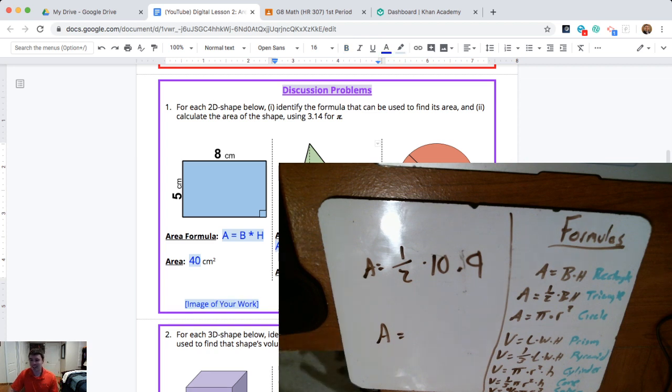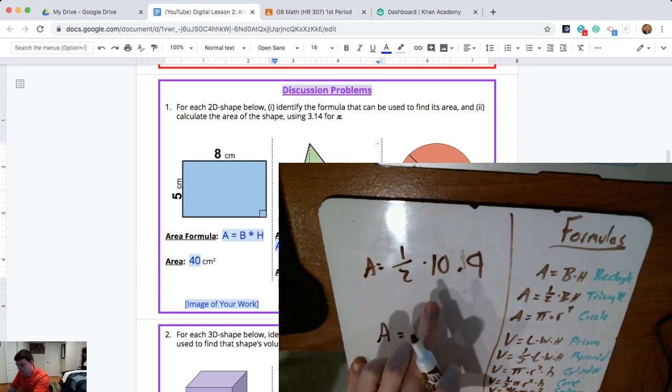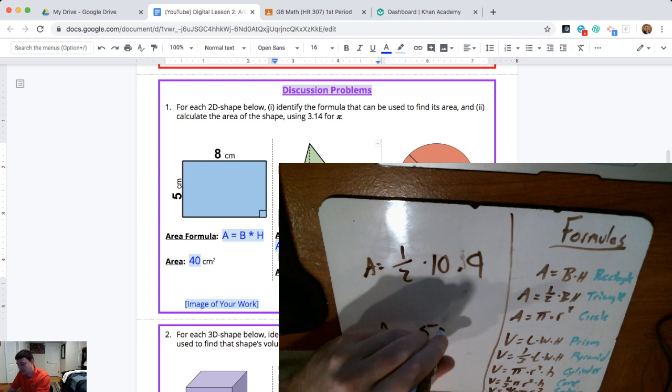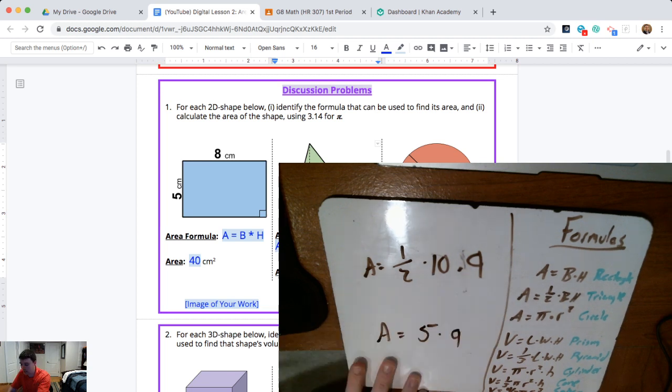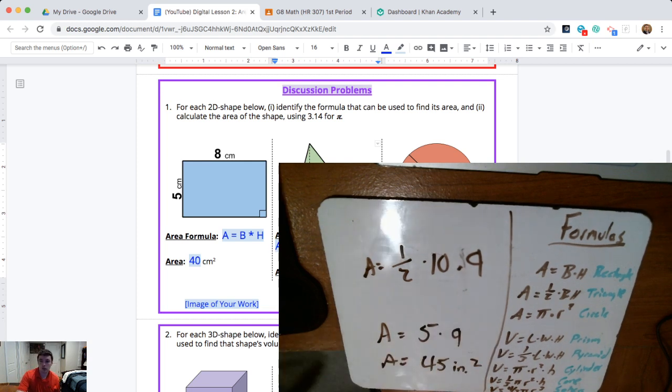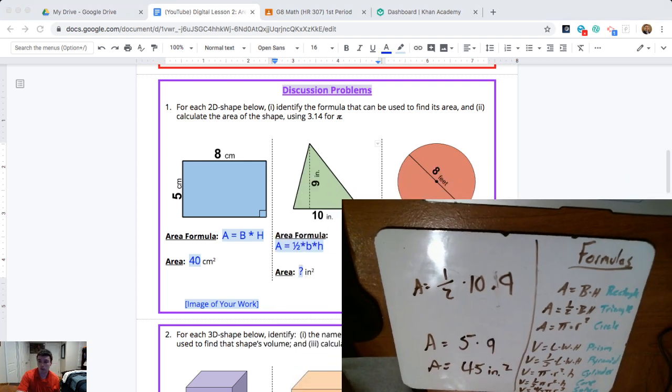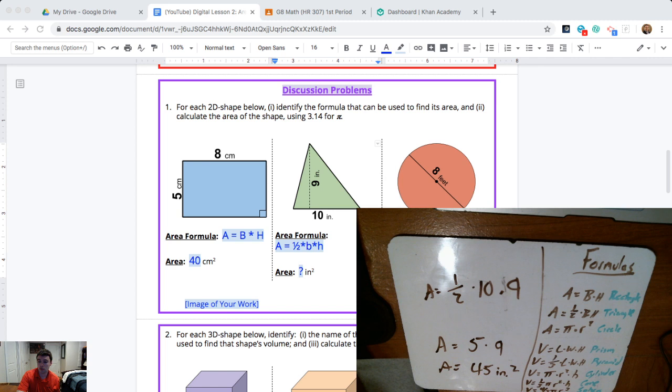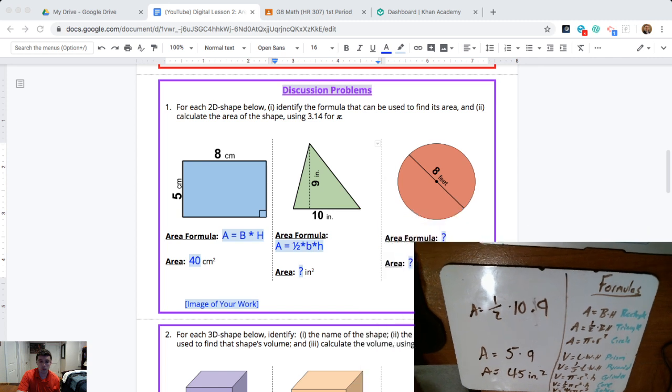I like that Michaela says 5 times 9, so she was seeing 1/2 of 10 would be 5. That's certainly one way to do it, and 5 times 9 gets us to an area of 45 square inches.